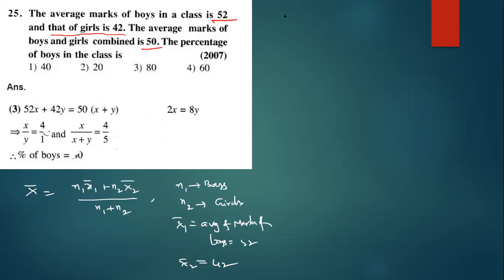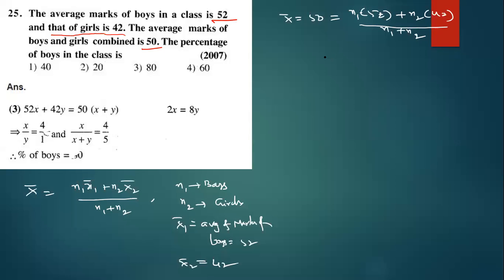Now apply the formula. X bar is equal to, that is given, 50. N1, that is what we don't know, into 52 plus N2 into 42, all divided by N1 plus N2. That is the answer.